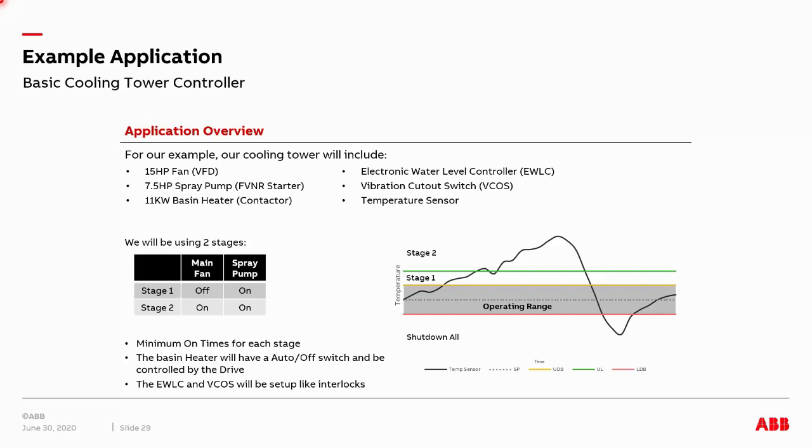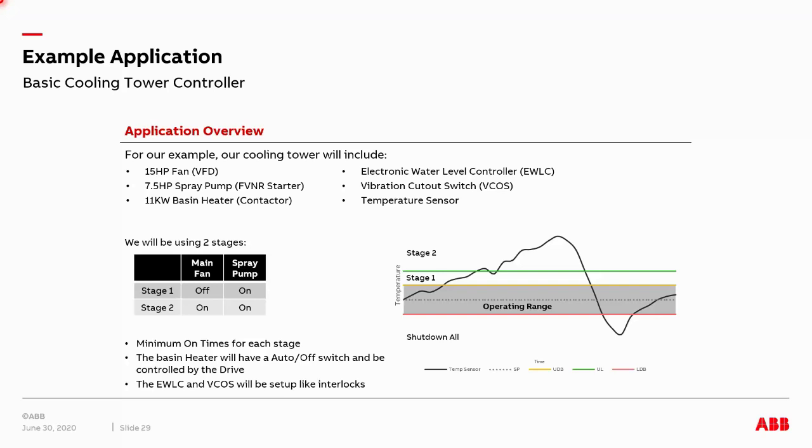Ultimately, I don't want to run a basin heater if there's no water in it. Middle of winter, I've already drained it. It doesn't make sense for me to run that or have that basin heater heating up the water at this point. And then last but not least, the EWLC and the VCOS will be set up like interlocks. So something to consider here.